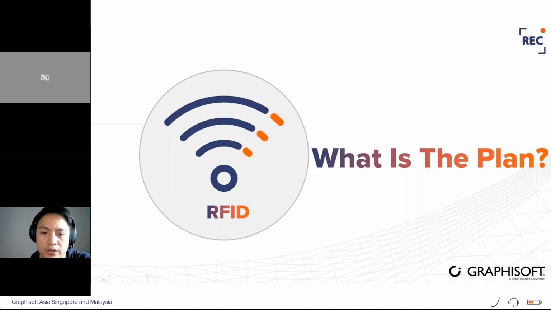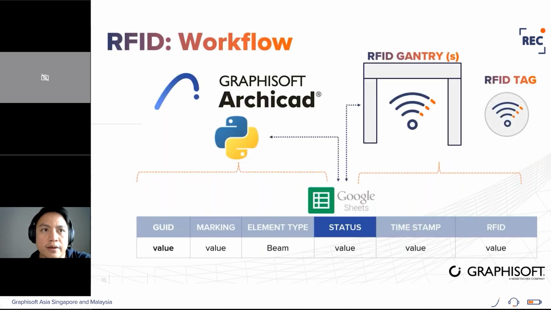Okay, so what is the plan or strategy for this workflow? First, we need to have a Google Sheets. We're going to use cloud-based Google Sheets. Then the next step would be, of course, we need to have a model in Archicad. Then we will create a Python script to transfer the data to the Google Sheets. So I need to transfer all the elements inside the Google Sheets.